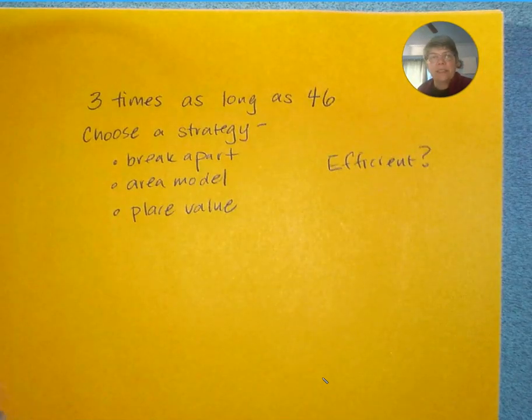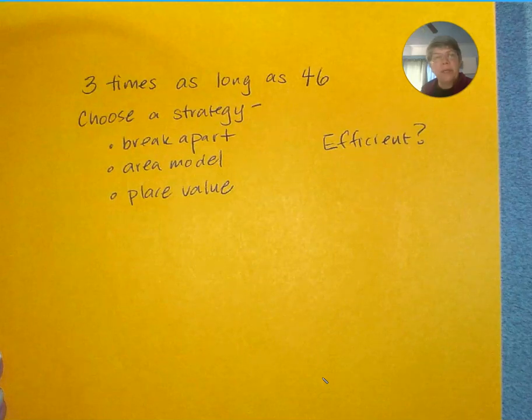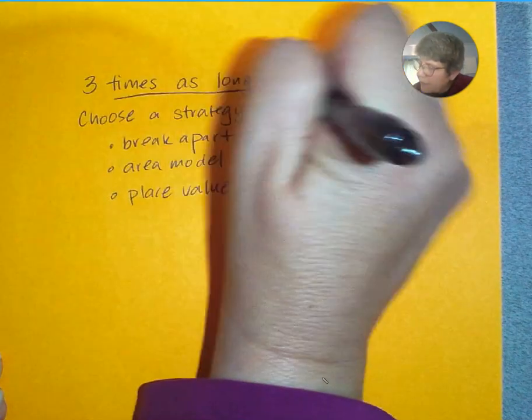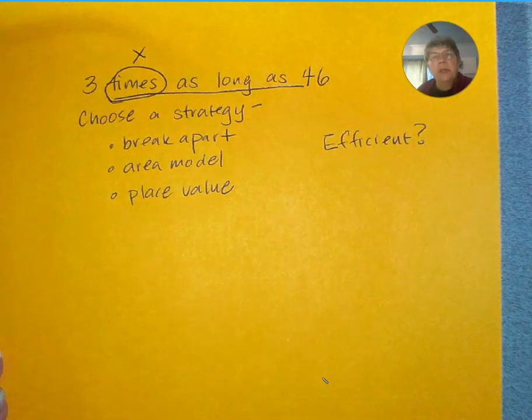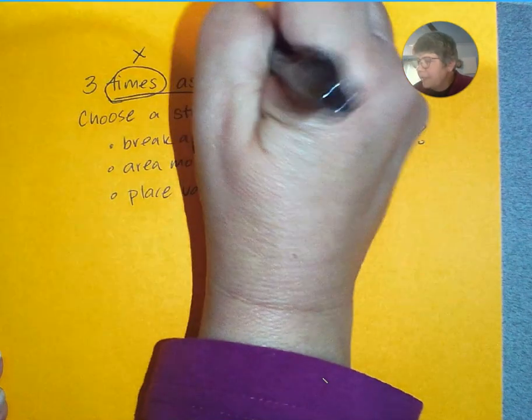3 times as long as 46. Okay, so maybe the length is 3 times the width or something like that. 3 times as long as 46. So times as long as, when you see this times here, that could help you remember that you're going to be multiplying. So this is 3 times 46.